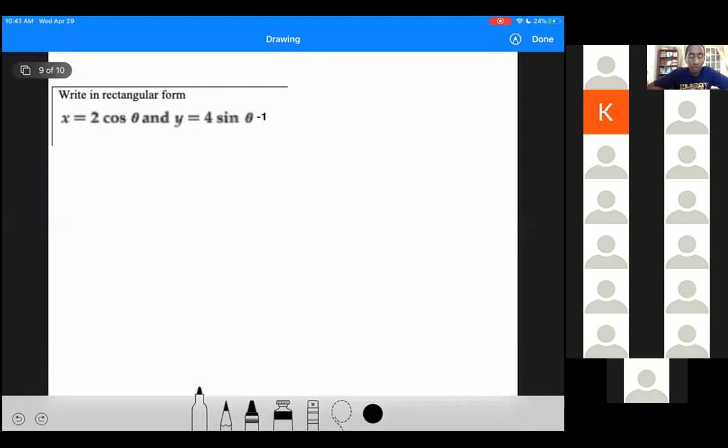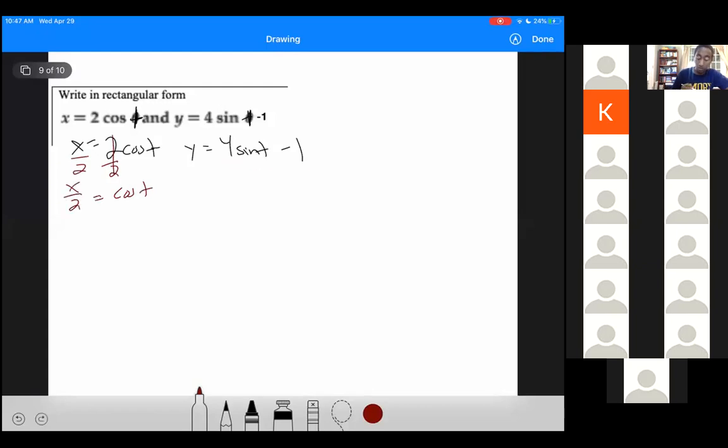So if you remember, when we're converting this to rectangular form, this theta should actually be a t here since we're talking about parametrics. So we have x equals 2 cosine of t and y equals 4 sine of t minus 1. And so first we want to isolate t, but in these cases, you want to think about how this relates to the trig identity, right? And so first you would want to divide by 2. So you get cosine of t equals x over 2.